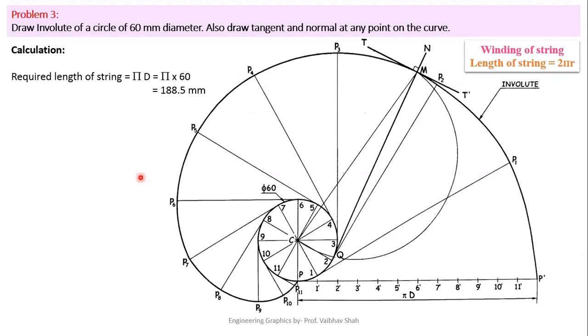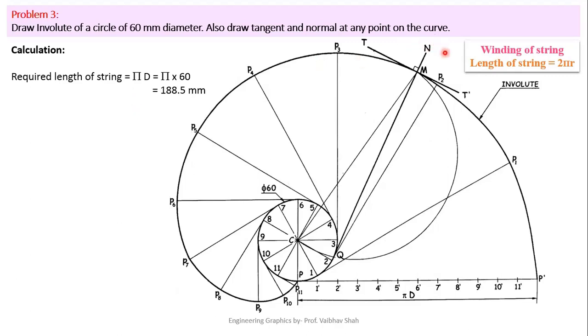So let us see one more example. Problem 3. Draw involute of a circle of 60 mm diameter. Also draw tangent and normal at any point on the curve. So this is just similar to problem number 2, so you can also try it by yourself. Now let us start the example.